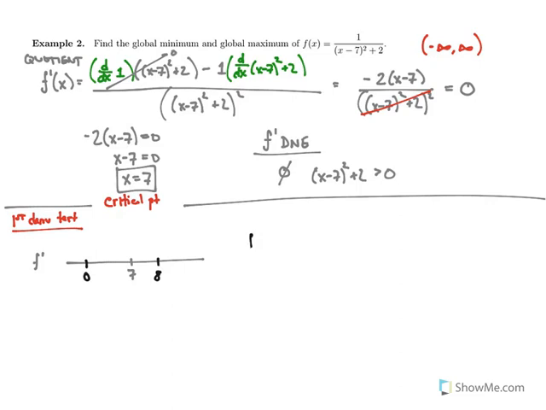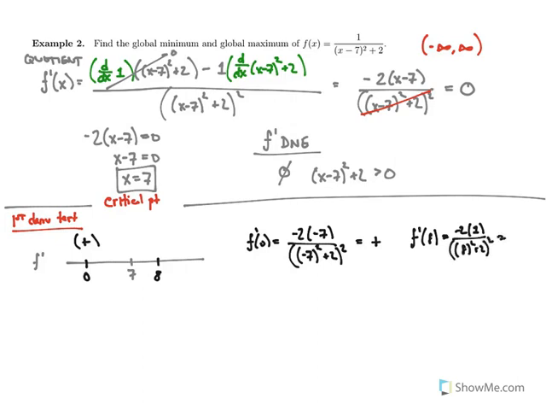So f prime of 0, sorry, is going to be negative 2 times negative 7 over negative 7 squared plus 2 squared. All we really care about is the sign, which is going to be positive. And at 8, we're going to have negative 2 times 1 over 8 squared plus 2, quantity squared. And again, all I care about is the sign, which is negative. So this means that we have a local max at x equals 7.